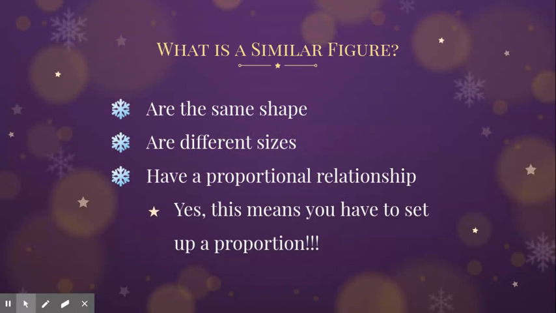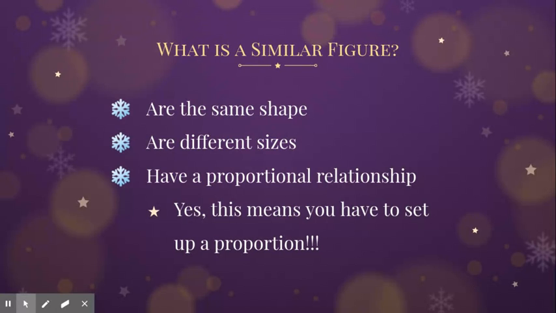First, what is a similar figure? Similar figures are the same shape. That means it has to be a triangle and a triangle being compared, not a triangle and a rectangle or a triangle and a circle. They are different sizes, so one's going to be larger than the other. So we're going to have a big shape and a small shape.